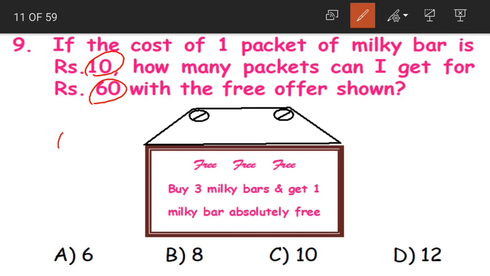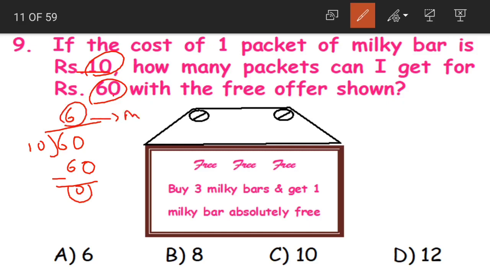Okay. 60 divided by 10. The total amount divided by the cost of each Milky Bar. So 60 divided by 10 is 10 sixes are 60. The remainder is 0. So we can buy 6 Milky Bars with 60 rupees when there is no offer.